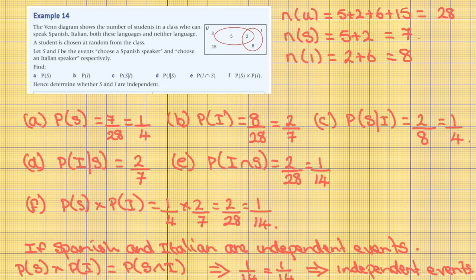If Spanish and Italian are independent events, the probability of Spanish times the probability of Italian is equal to the probability of Spanish intersection Italian. Therefore, 1/14 is equal to 1/14. Therefore, independent events.